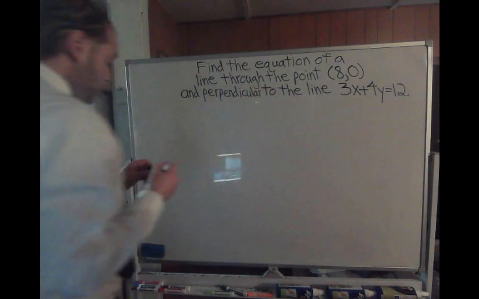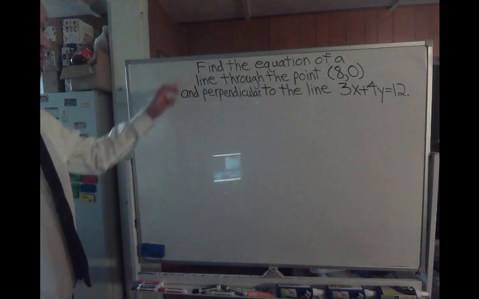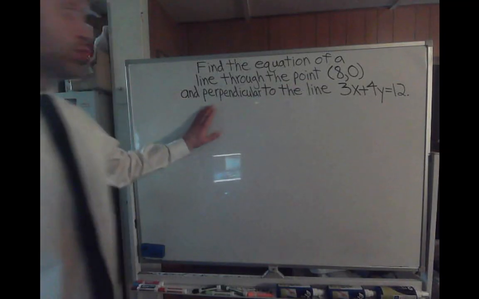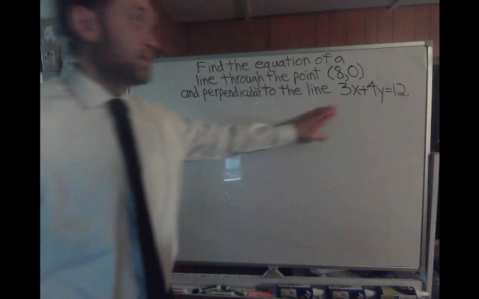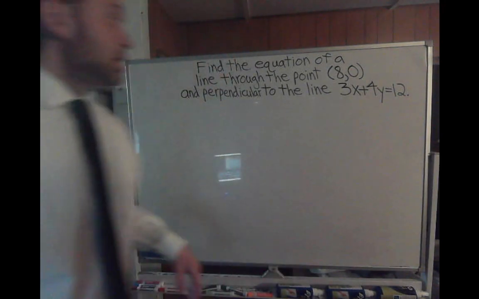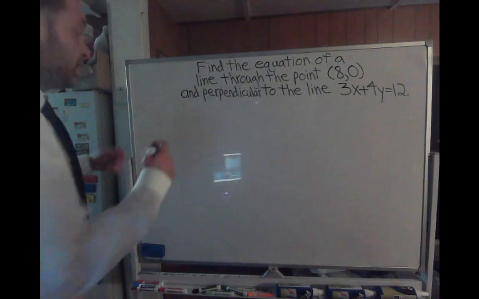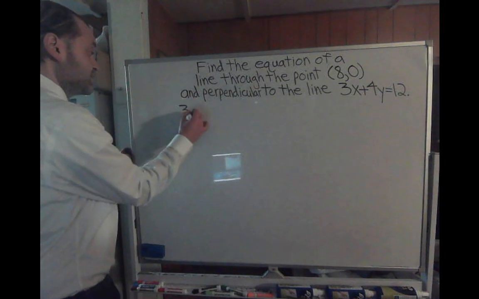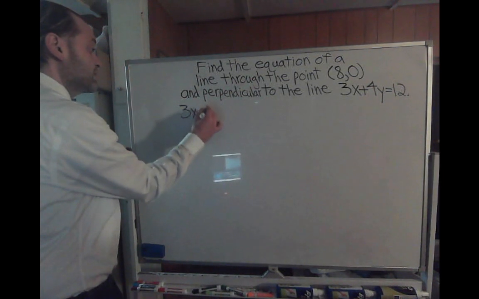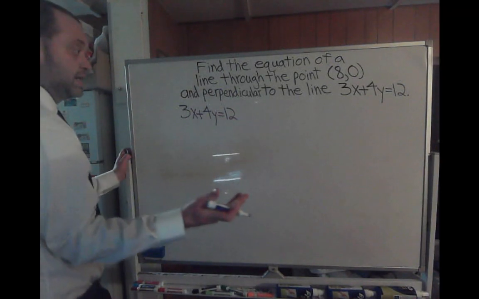Alright, so we need to find the equation of a line through the point 8, 0 and perpendicular to the line 3x plus 4y equals 12. So again, start out with your first line, 3x plus 4y equals 12. It starts again in standard form. We need to convert it into slope-intercept form to be able to find the slope of the line.